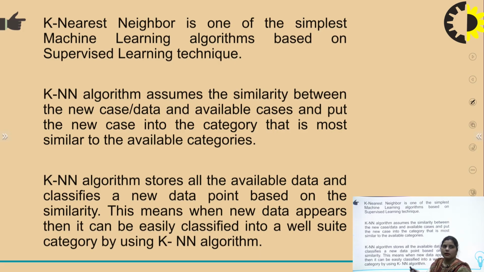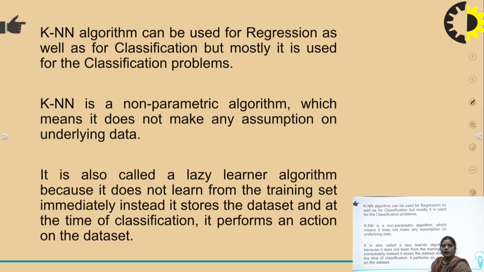So this algorithm stores all the available data and classifies the new data on a similarity basis. The concept behind the KNN algorithm is that whenever new data appears, it can be easily classified into a well-suited category by using this supervised learning technique, the K nearest neighbor algorithm. It can be used for both classification as well as regression, though most of the time we use this algorithm for classification problems. It is also a non-parametric algorithm because it doesn't make any assumptions about the underlying data.